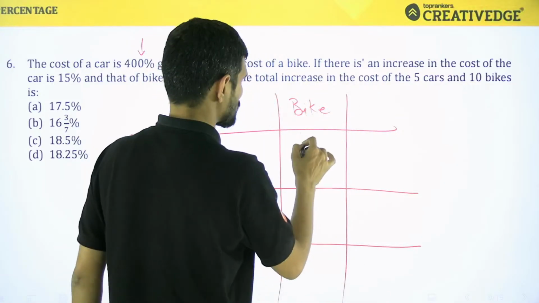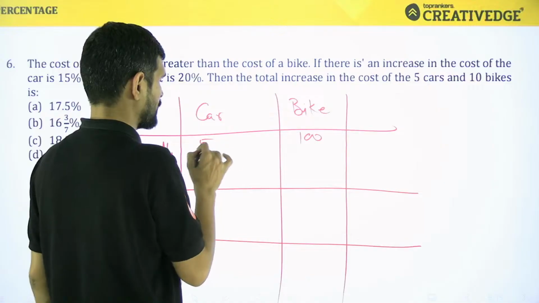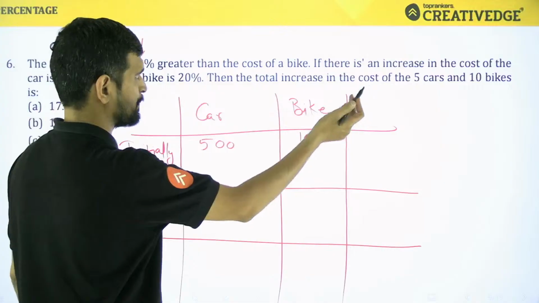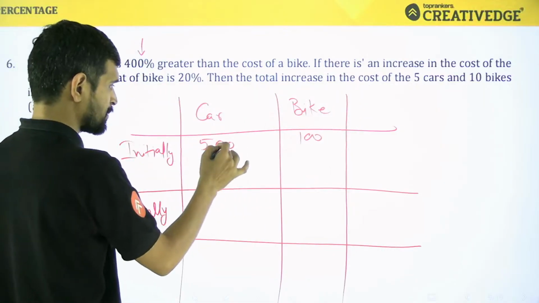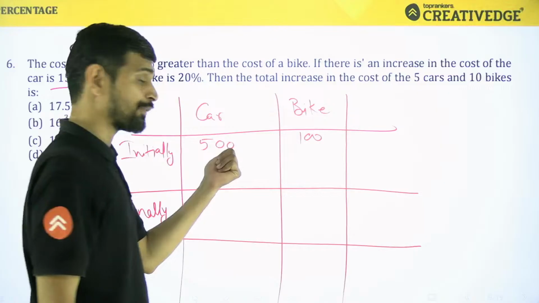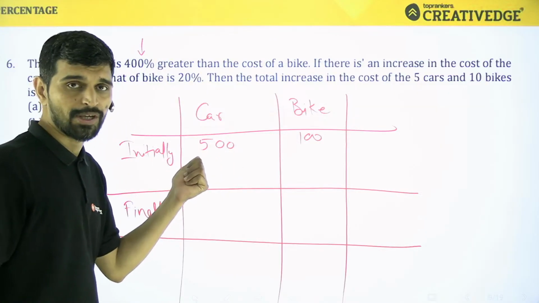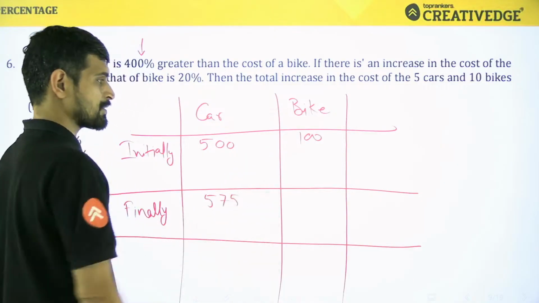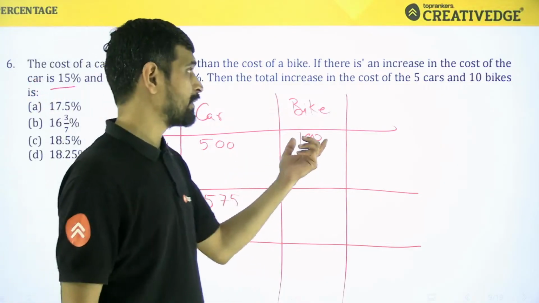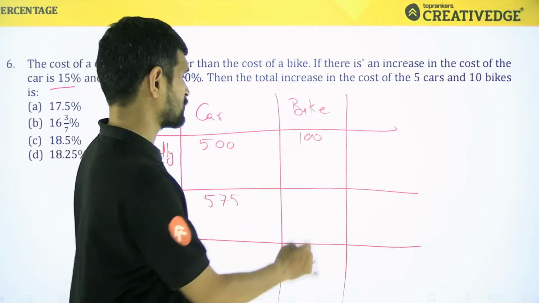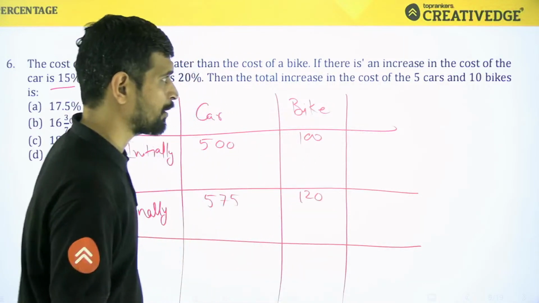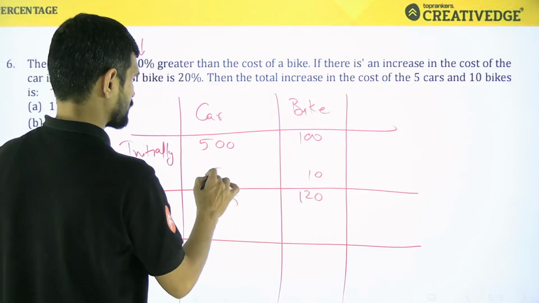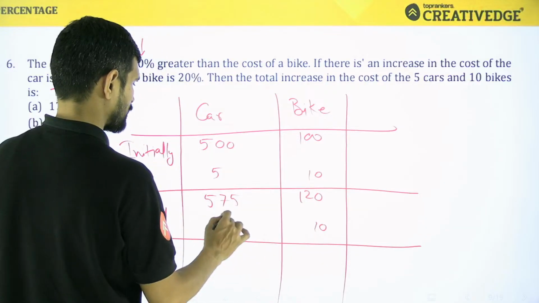If the price of a bike is 100, price of a car will be 500, right? And later, what is happening? 15% increase in the price. So 10% is 50, 5% is 25. So that makes it 75. So this is 575 for us. And 20% increase in bike, that makes it 120. How many bikes and how many cars? So there are 10 bikes, there are 5 cars, 10 bikes, 5 cars.